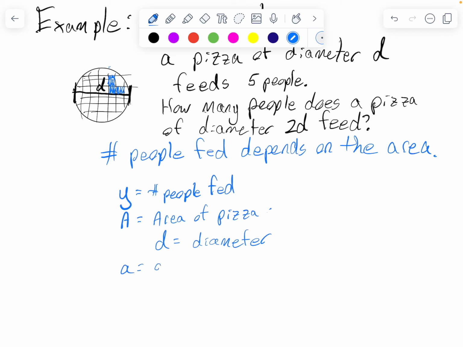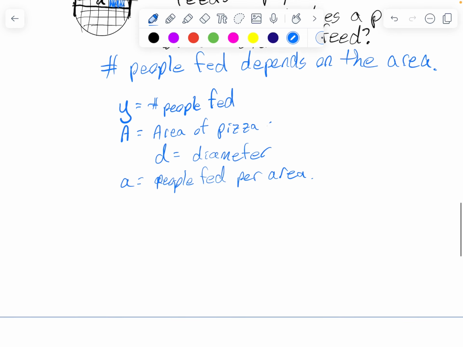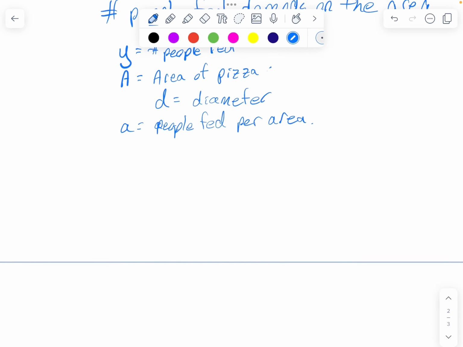So now we need to relate this to the variables that we've already discussed, the diameter of the pizza. So we're going to let d be that diameter, and now we just need to write the equation in terms of these variables. So y is going to be the number of people fed, little a is the number of people fed per area, and big A is the area of the pizza. So similar to the sandwich, we have y is equal to little a times big A.